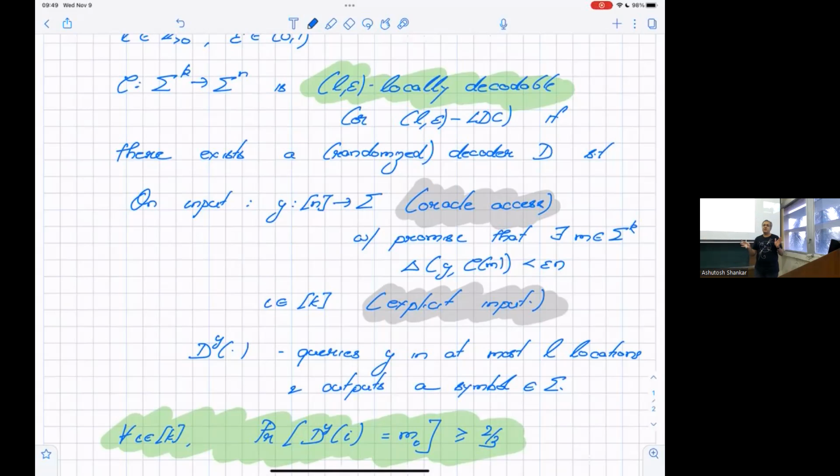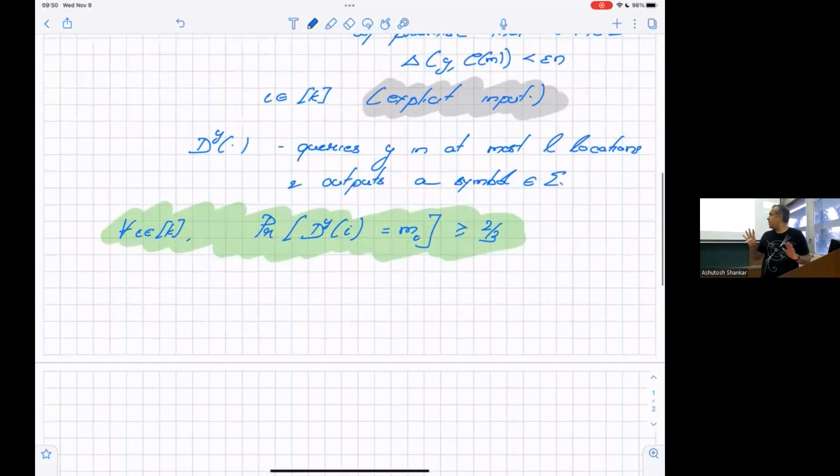The question is, do there exist such locally decodable codes? Is the question clear? We already saw some examples of this. Reed-Muller codes are great locally decodable codes. So let's recall what Reed-Muller codes get you. The definition of locally decodable codes is all clear.